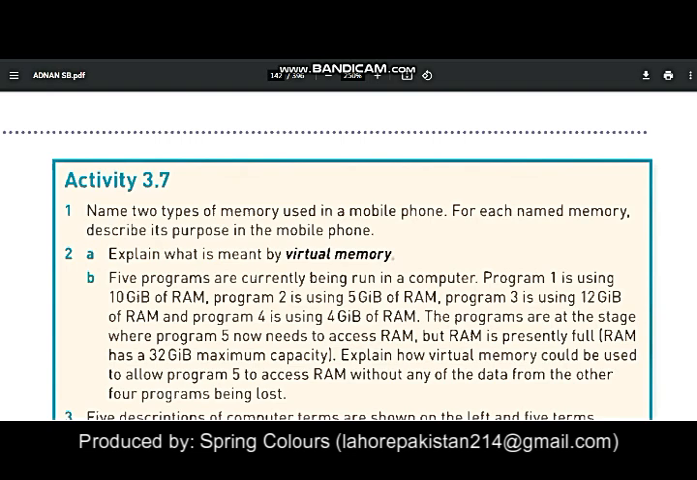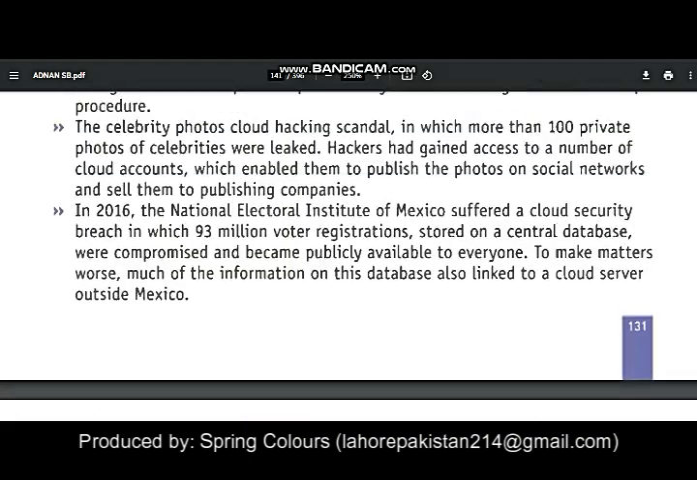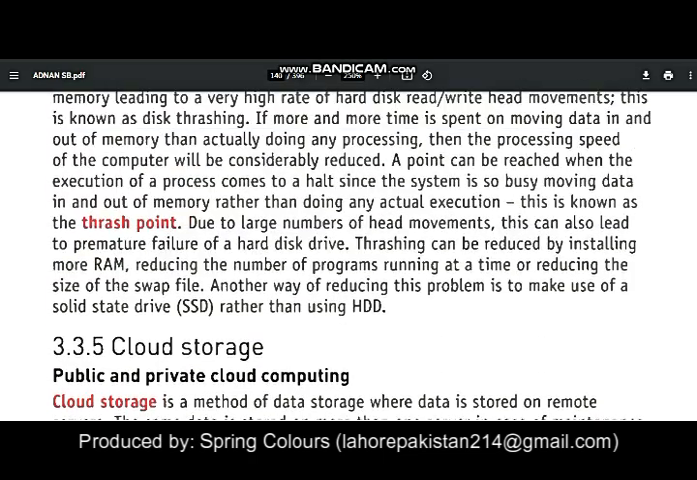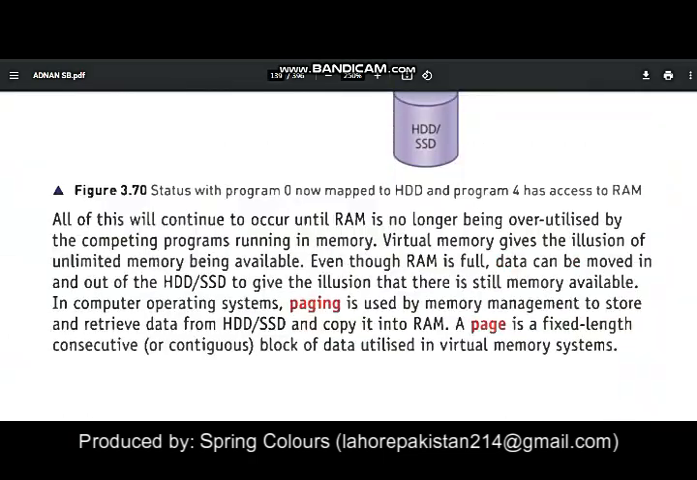Today I am going to solve activity 3.7 of your book. In question number 1, you have been asked to name the two types of memories used in mobile phones. For each named memory, describe its purpose in the mobile phone. As you know, the two main types of memories in any device are RAM and the hard disk.